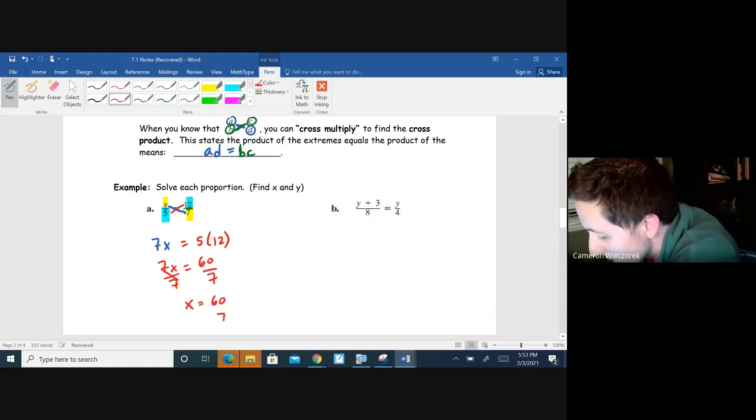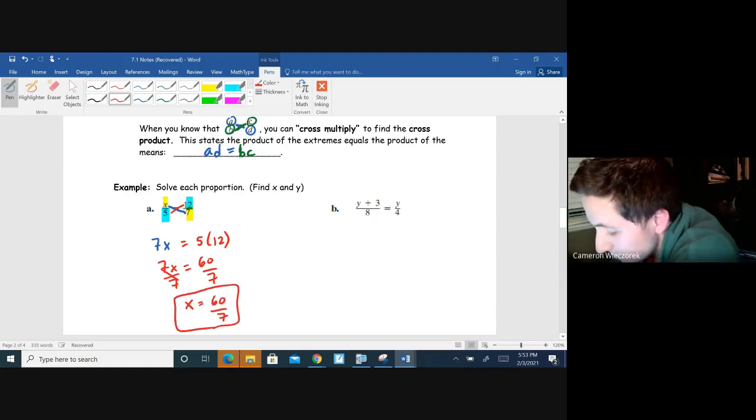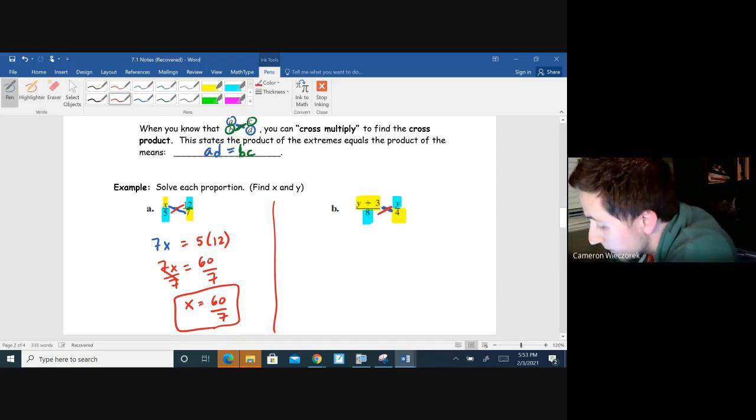60/7 is about as good as it gets. That's not a whole number. Second one, I'm going to highlight my extremes in yellow. Those need to multiply together. And I'm going to highlight my means in blue. Those need to go together.